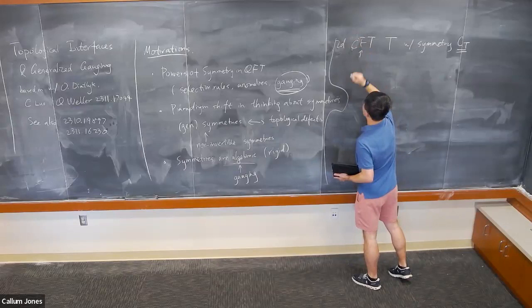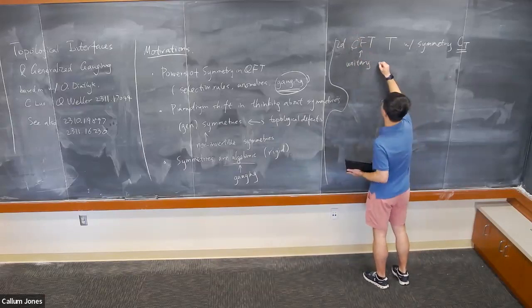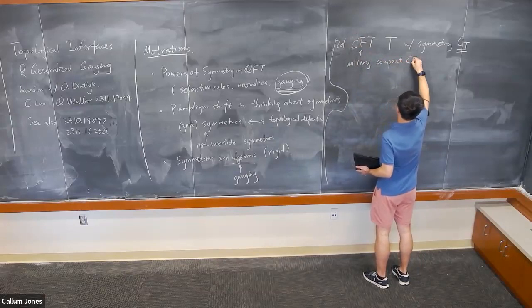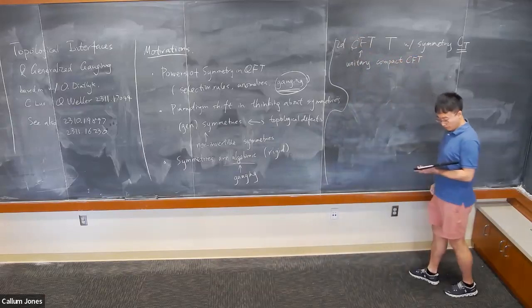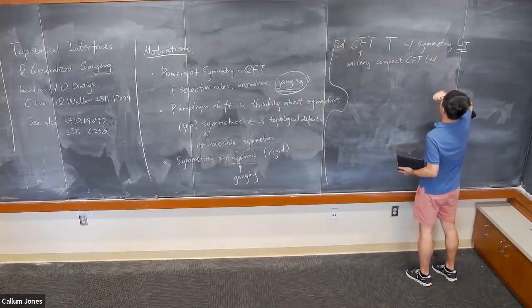In particular, I'll consider the special case, which is the case for usual interesting QFTs, that are unitary and compact, meaning there's a discrete spectrum. So, for example, the Liouville theory will not be an example. And also, I'll focus on the case of a unitary compact CFT with a unique ground state.